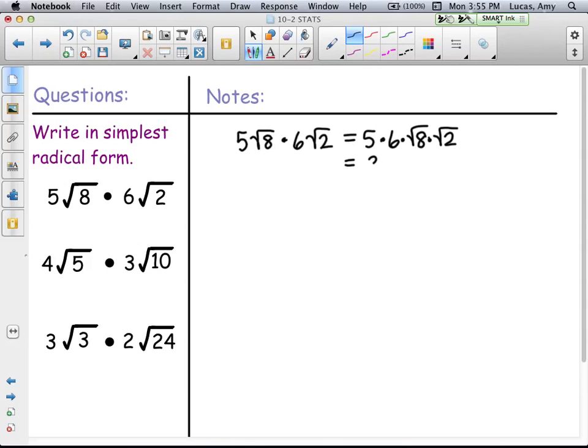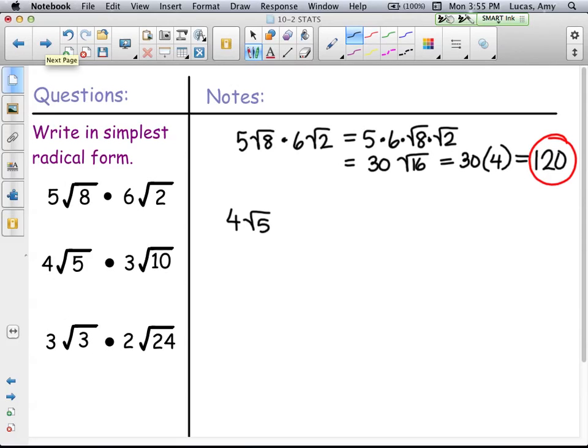6 times 5 is 30, and then 8 times 2 would be 16. So 30 times the square root of 16, well, the square root of 16 is 4, so 30 times 4 gives me 120. So it's not a radical at all anymore. Let's try the next one.